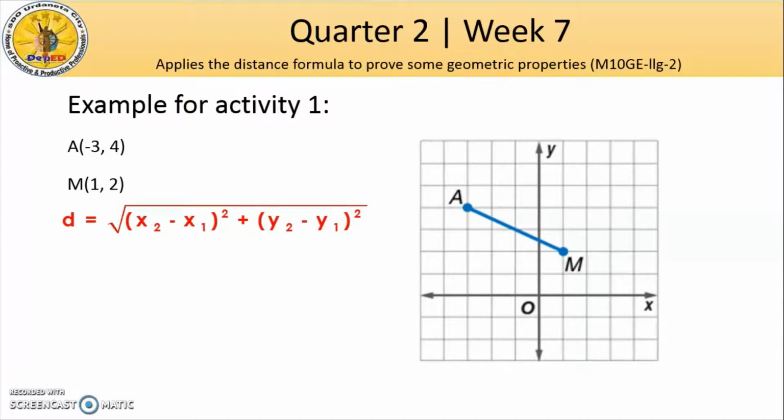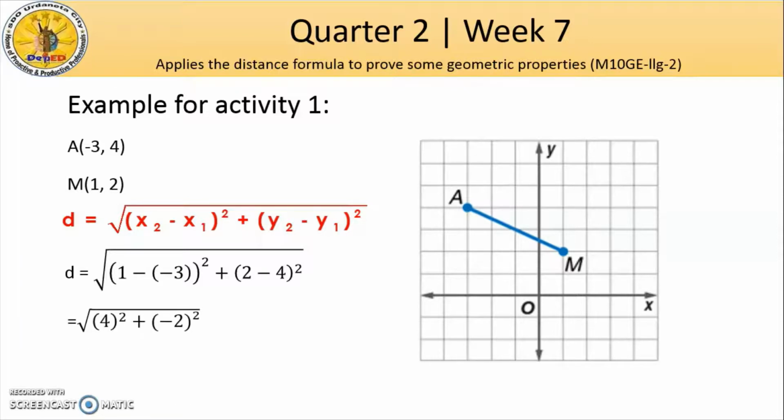Substituting in our formula for distance, we have the following. Take note that 1 minus negative 3 and then square it. So we have 4 squared plus negative 2 squared inside the radical. That is now the square root of 20.